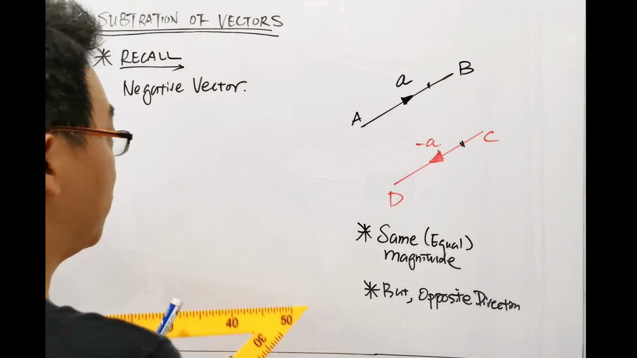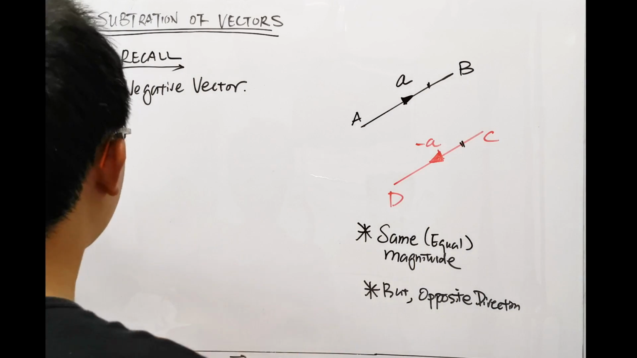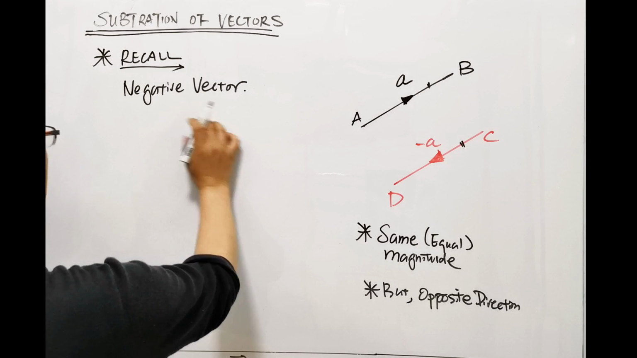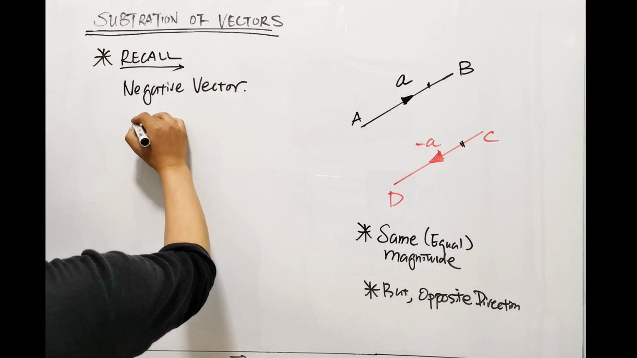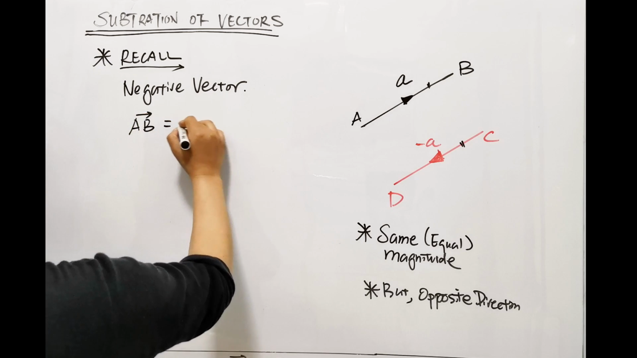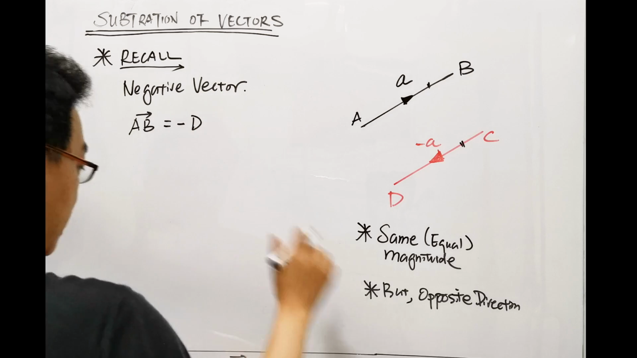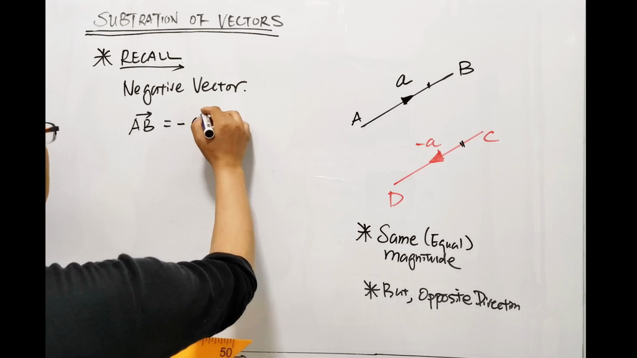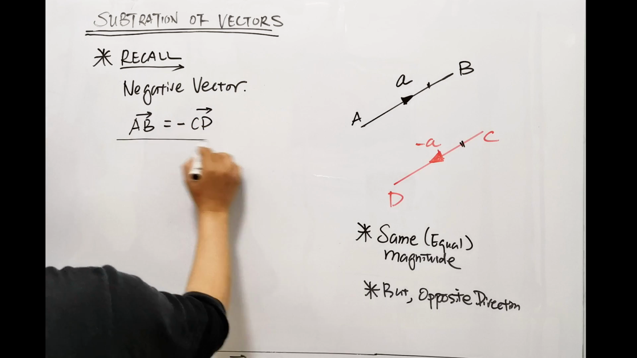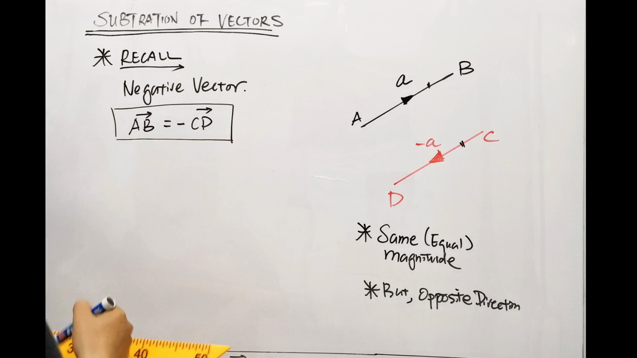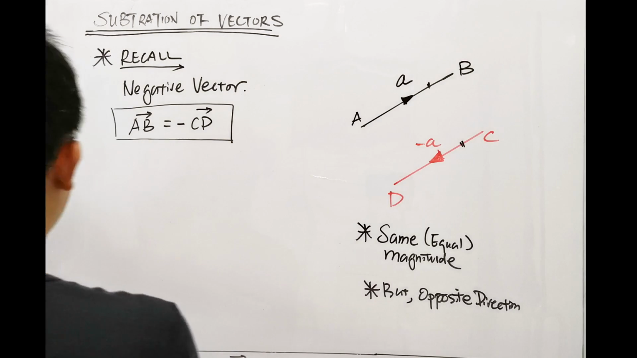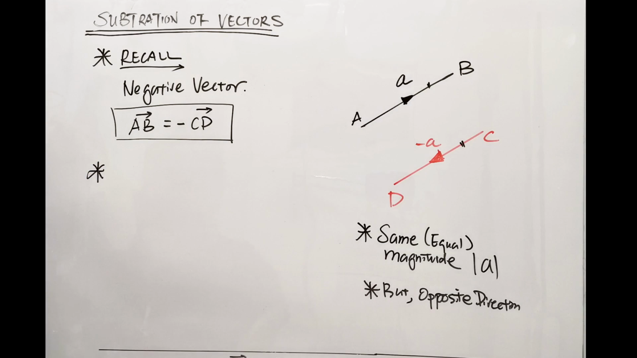From here we know, basically, that we can express it in this way: AB equals to minus CD. That we call the negative vector.